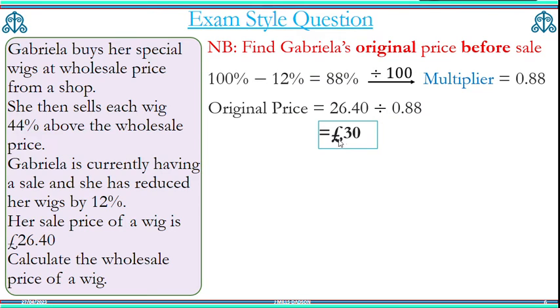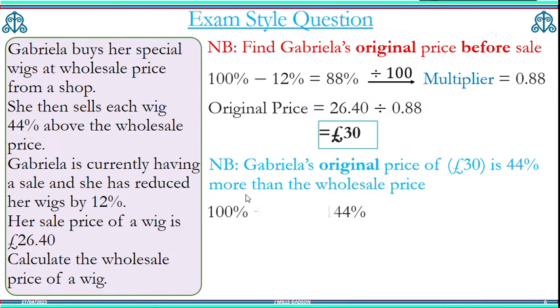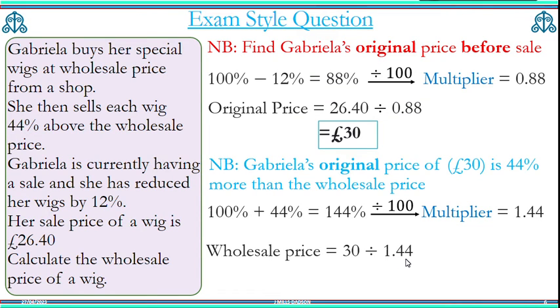Now from £30, I need to also reverse the 44% increment to get the wholesale price, because it was the price before we increased it by 44% to get to this one. So this one says you sold the wig at 44% above. That means you increase the price by 44%. So the multiplier of an increment by 44% will be 100 plus 44, 144%, divided by 100 to get a multiplier. So I'm going to reverse the multiplier with this, and in reverse percentage, we always divide by the multiplier. So £30 divided by 1.44. That means the price was actually £20.83 before I increased it by 44% to get 30, then further reduced it by 12% to get to £26.40. So the actual answer, or the price at the wholesale, is £20.83.